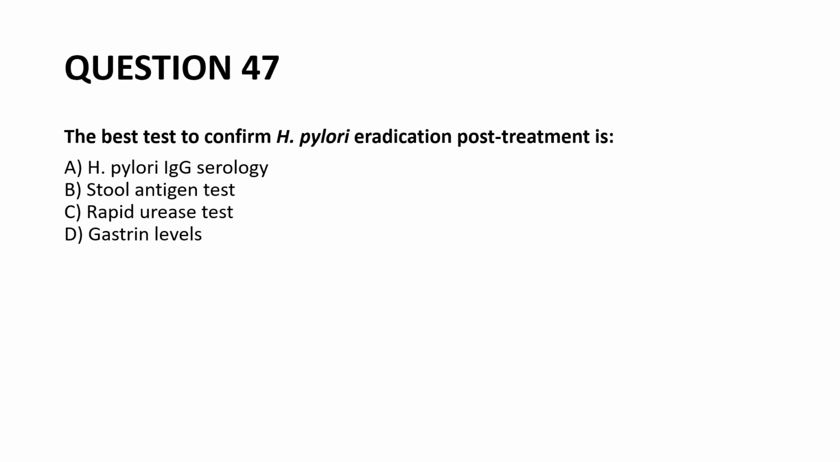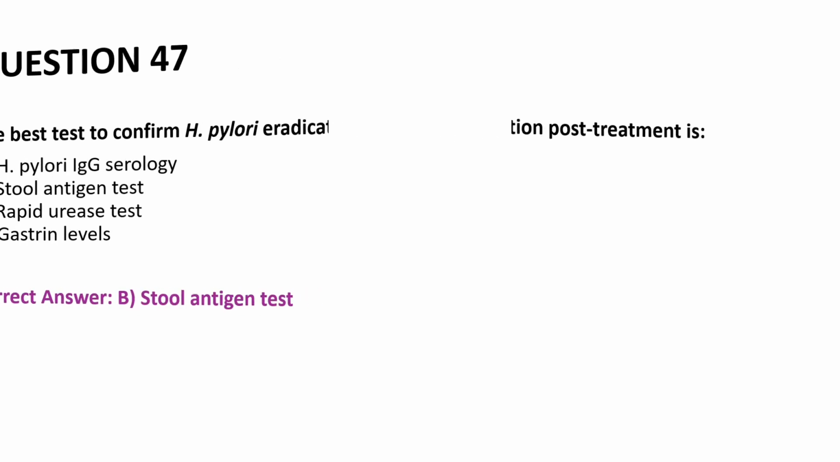The best test to confirm Helicobacter pylori eradication post-treatment is: H. pylori IgG serology, stool antigen test, rapid urease test, gastrin levels. The correct option is stool antigen test.